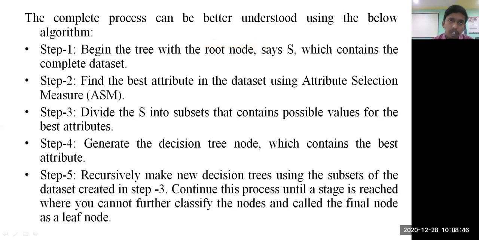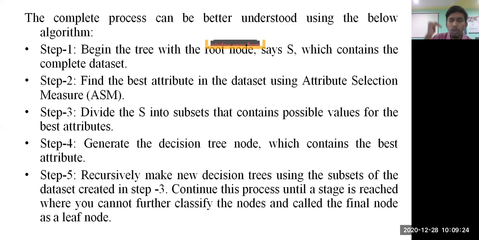If you want to select what is the root node, or what is the subtree, or what is the leaf node, you need to follow some attribute selection measures. Among the given attributes, which attribute should be selected as the root node for the decision making? That can be done using your attribute selection measures. Step two will be finding the best attribute in the given data set using the attribute selection measures. That's what we call a splitting criteria. And step three, we divide the S into subsets that contain possible values for the best attributes.